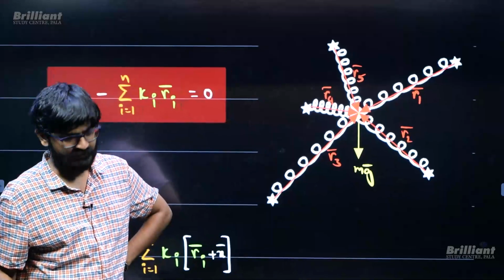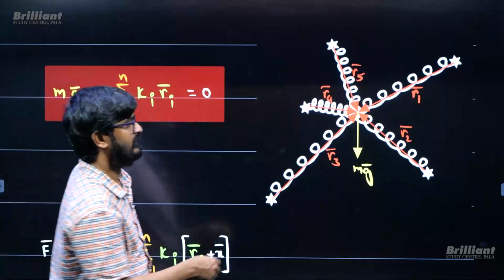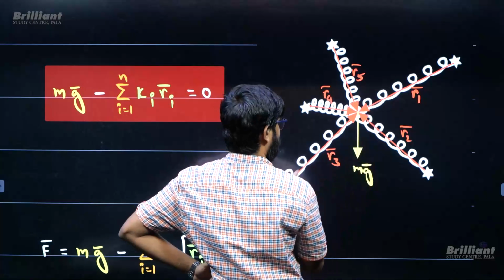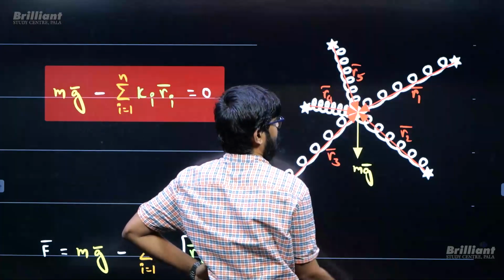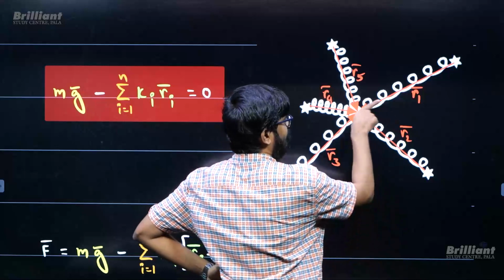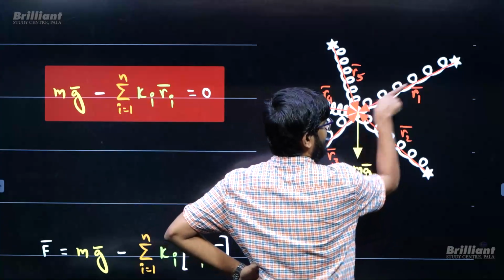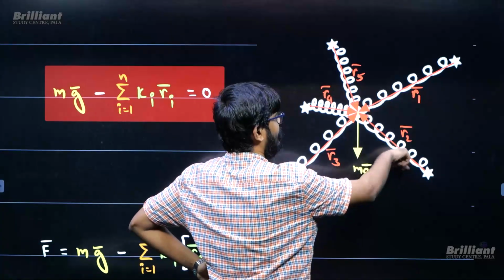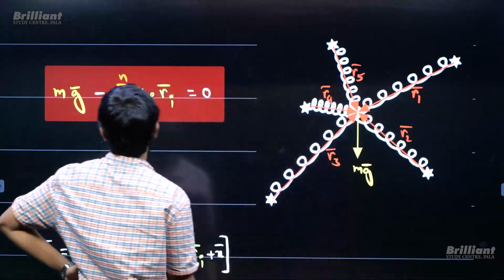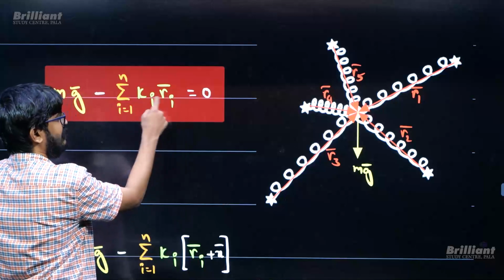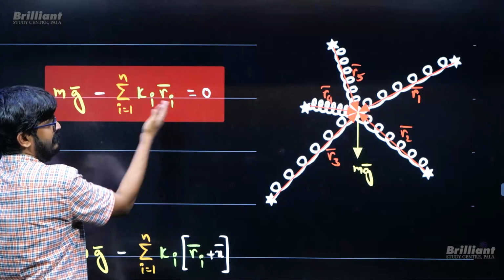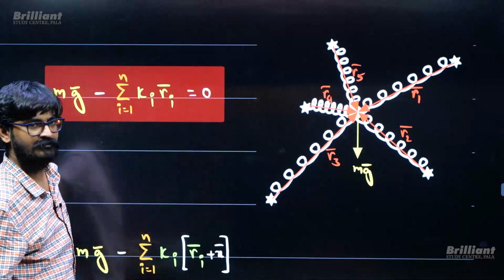So, let me say right now it is in equilibrium position. Let me say this vector is R1 bar, this vector is R2 bar, R3 bar, R4 bar, R5 bar, and there is mg. Now, what is the force by this spring? This spring will be pulling it in this direction, so it will be minus K1 R1 bar, minus K2 R2 bar, minus K3 R3 bar and so on, plus gravity. That should be equal to 0 under the equilibrium situation.